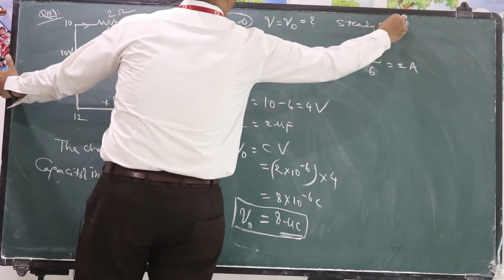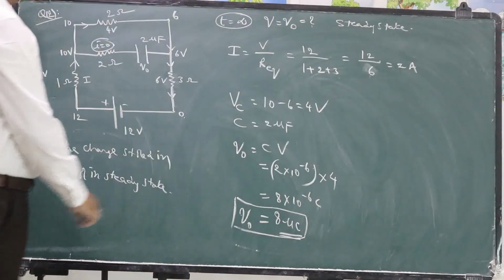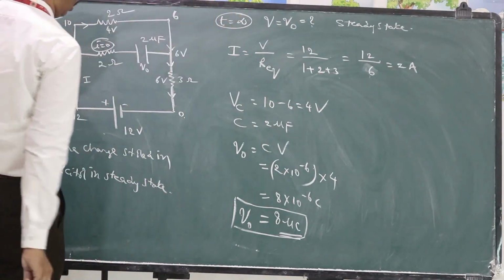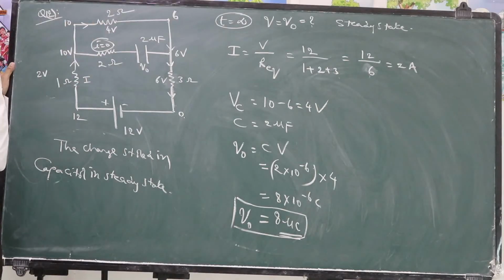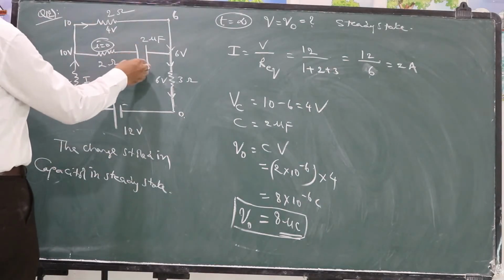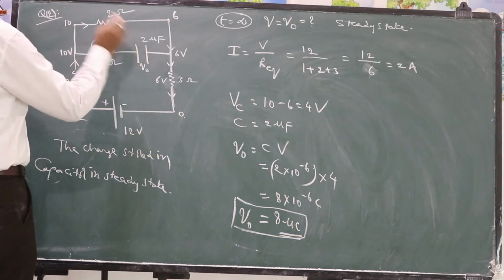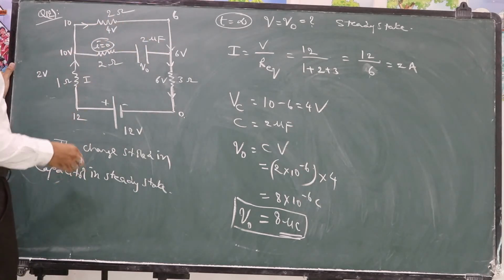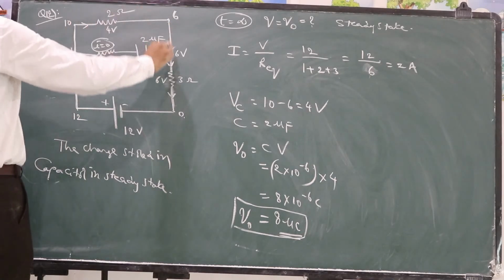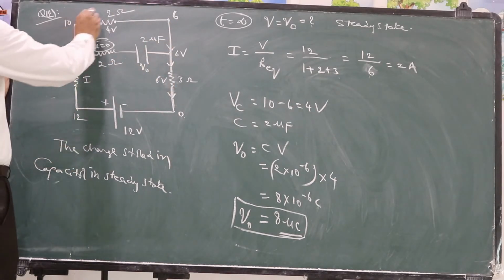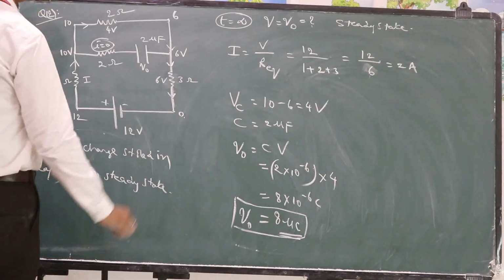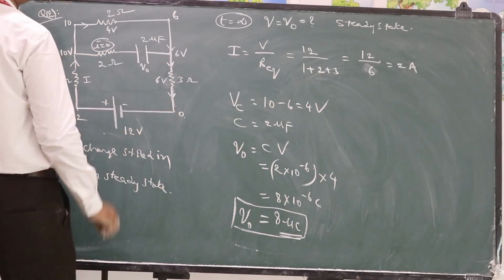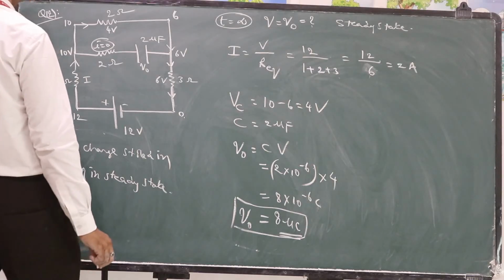Once again I am going to explain this problem. Once time becomes infinity, that means if you wait for a long time, what will happen? The capacitor stores the maximum charge. Once the capacitor stores the maximum charge, no current is passing through the branch containing the capacitor. So the entire current has to pass through the remaining circuit. So I is the current passing through all the three resistors. I calculated I value by applying voltage by resistance. Voltage is 12 volts, resistance is 6 ohms. So 2 amperes is the current.